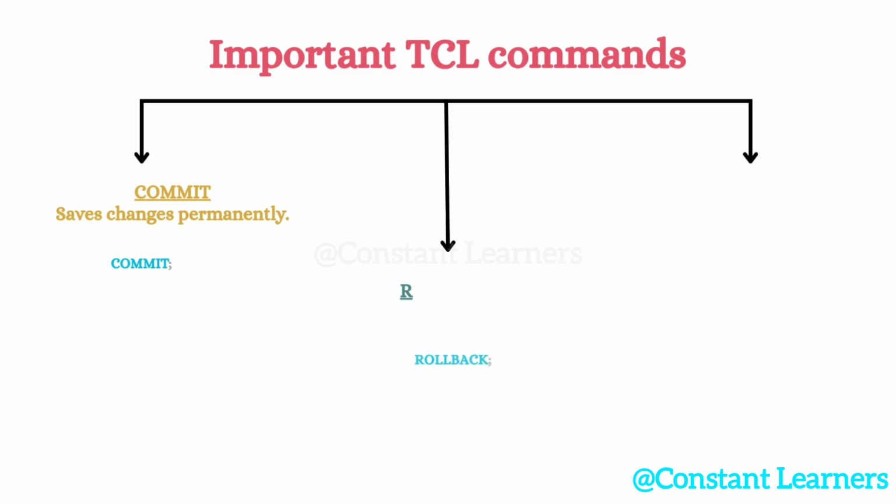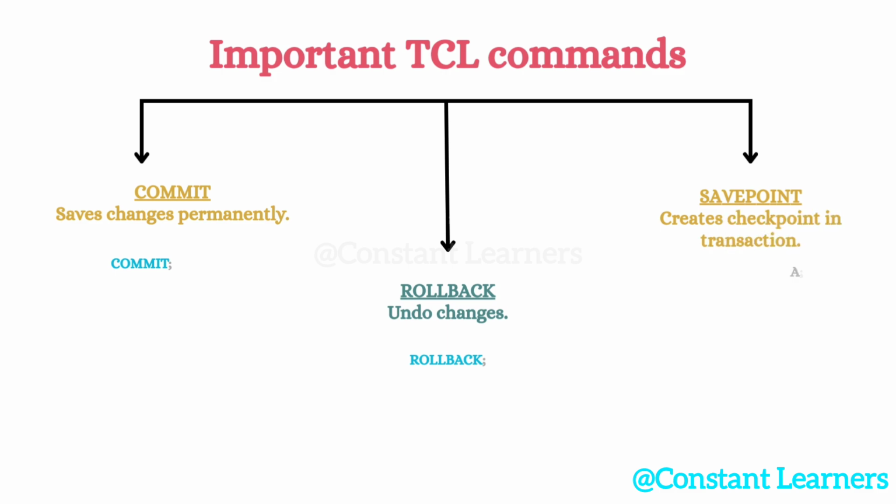Alright. Next is rollback. Rollback is used to undo the changes. All right. Save point. Save point creates a checkpoint in transaction. For example, save point A. So it is a checkpoint. It's like a toll gate. All right. So before that, there'll be one group of operations. After that, there'll be another group of operations. All right. So that was TCL.